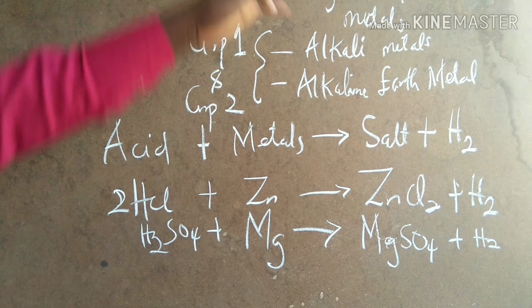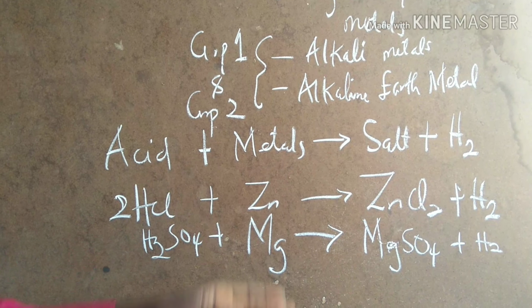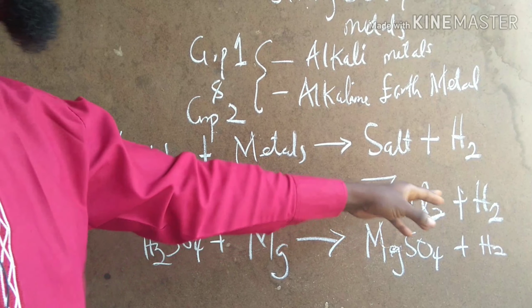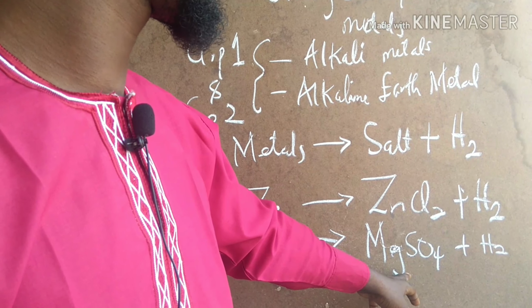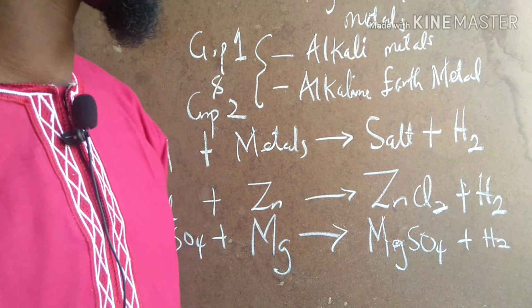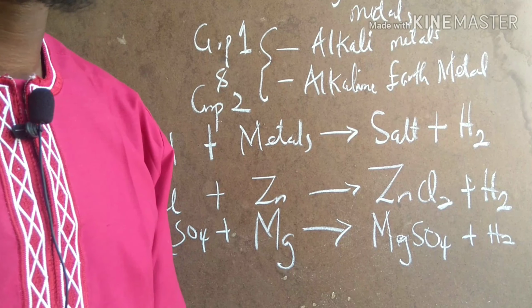So when acid reacts with metals, it's going to give us salt and hydrogen gas. This is salt, a chloride salt. This is sulfate salt plus hydrogen gas. Are we clear now? Yes, we are clear.